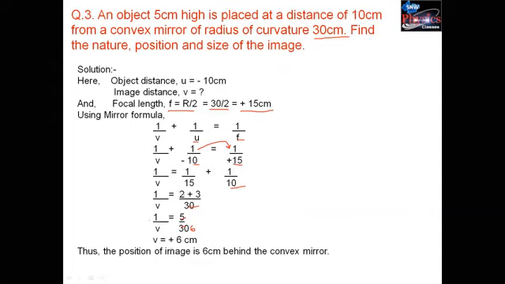Okay, the position of the image is 6 centimeter behind the convex mirror, because we see that a convex mirror always forms a virtual and erect image. What kind of image does a convex mirror form? It always forms a virtual and erect image. Now we have to find out the nature and size of the image.